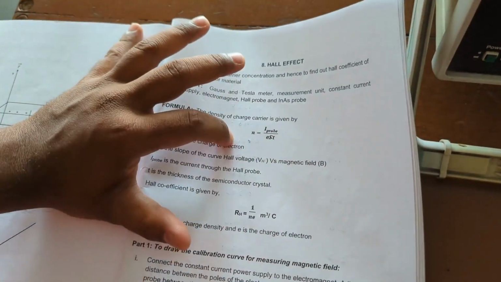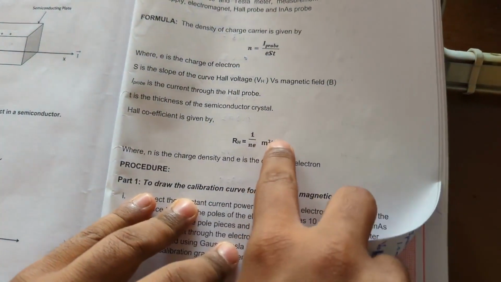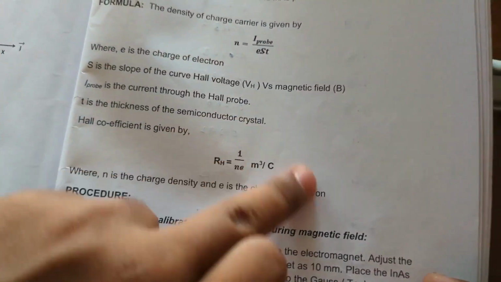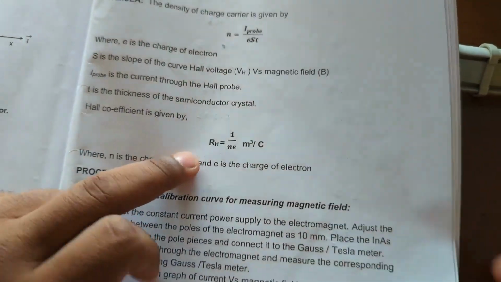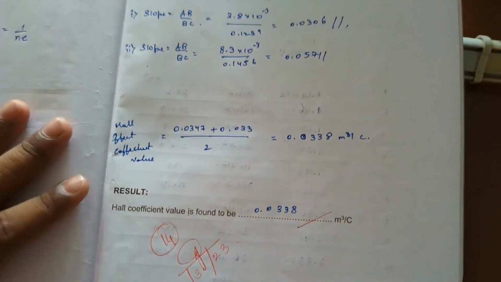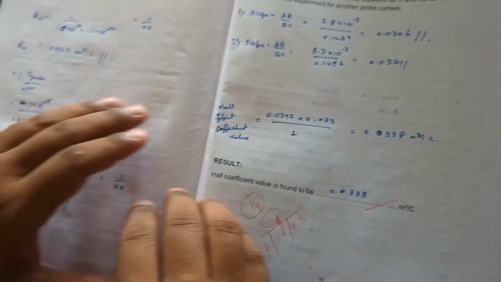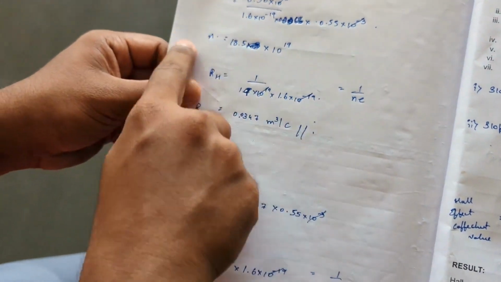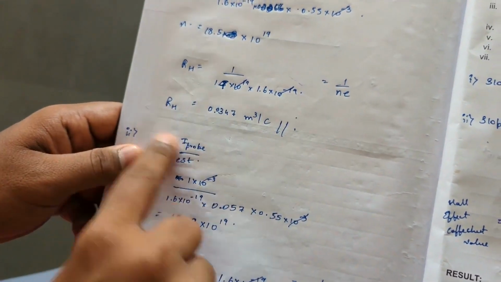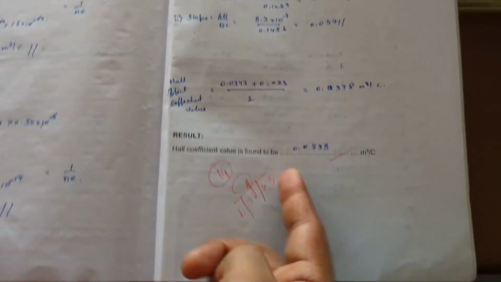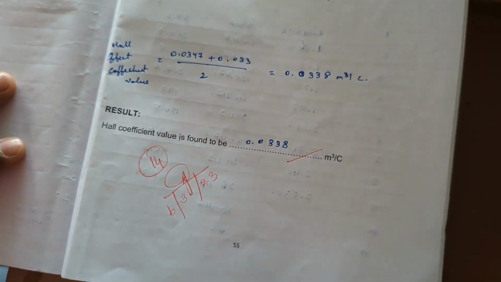Now once you get N, you take the reciprocal of that and again divide it by e. Then you'll get some value. That value is called my Hall coefficient. That's what you have to finally find out in this experiment. The same calculation is done: after I get my slope, I substitute it in this equation and get my carrier density. Once I get my carrier density, I substitute in this equation and get my Hall coefficient. So I'll get 2 Hall coefficients. I'm going to take the average, and the average value of the Hall coefficient I'm going to write. Okay, this is the experiment.